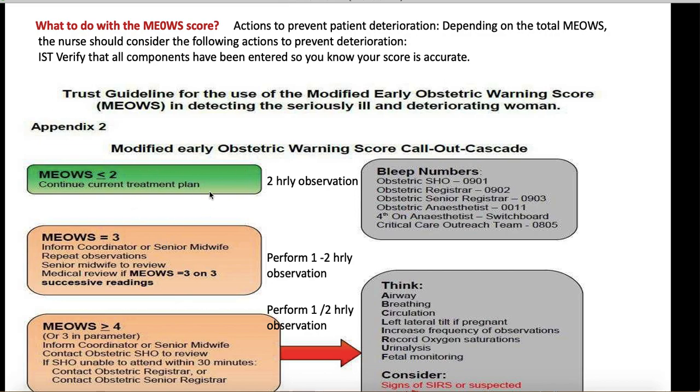continue the current treatment plan, whatever is going on, continue it, and do 2 hourly observations. If the score is MUSE 3, inform the coordinator or senior midwife. Repeat observations. Senior midwife to review. Medical review if the score is equal to 3 on 3 successive readings.